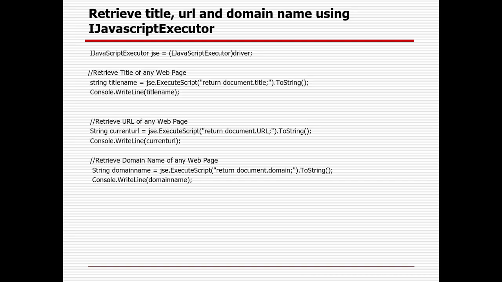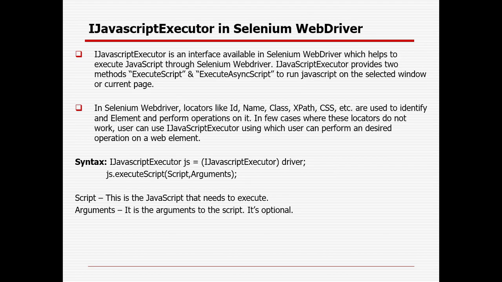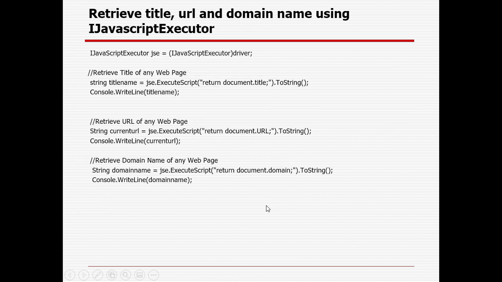So IJavascriptExecutor is an interface in Selenium WebDriver which has two important methods, executeScript and executeAsyncScript. As it is an interface, we need to create an object or instance by typecasting the driver instance to the IJavascriptExecutor interface. After that, with the help of executeScript, I need to pass the script in the argument, where script is whatever JavaScript you want to pass, and arguments are optional. With the help of this, you can get the title, current page URL, and the domain name of the window. That's all from today's session.